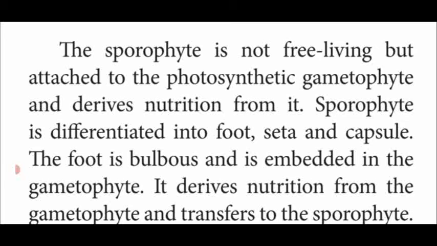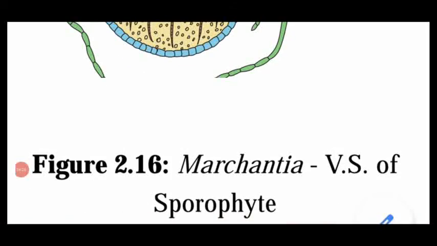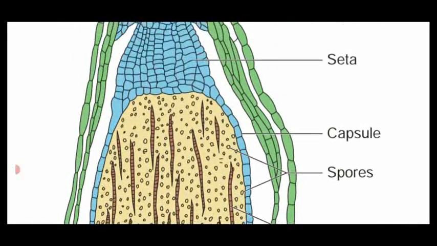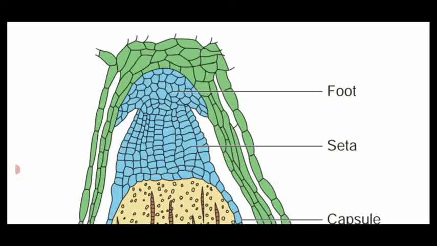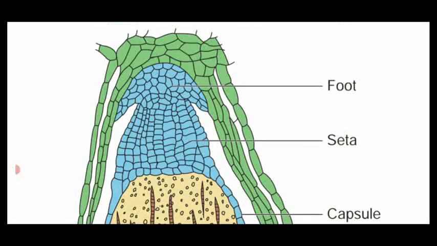Explain the structure of sporophyte of Marchantia with a diagram. Dear students, next you are going to see the structure of sporophyte diagram. This is the vertical section of the sporophyte, which consists of 3 regions: foot, setae and capsule. The foot is the basal bulbous region which gives nourishment to the sporophyte by getting food material from the gametophyte.